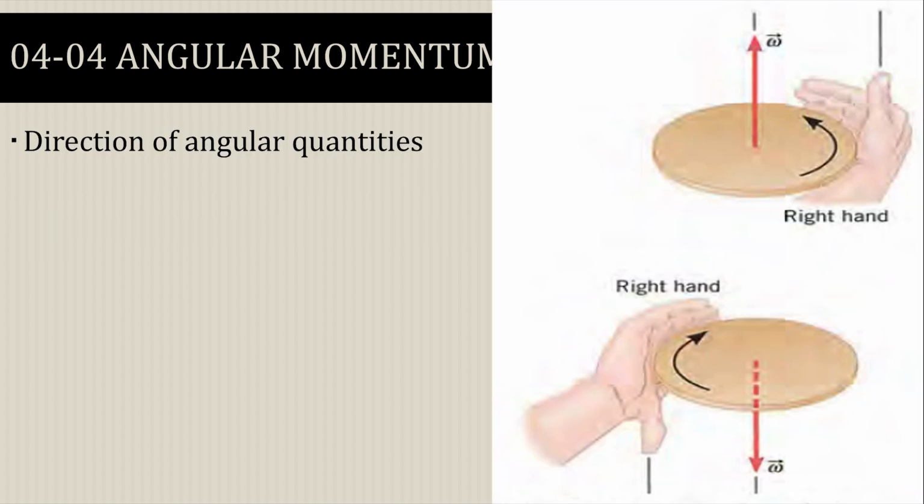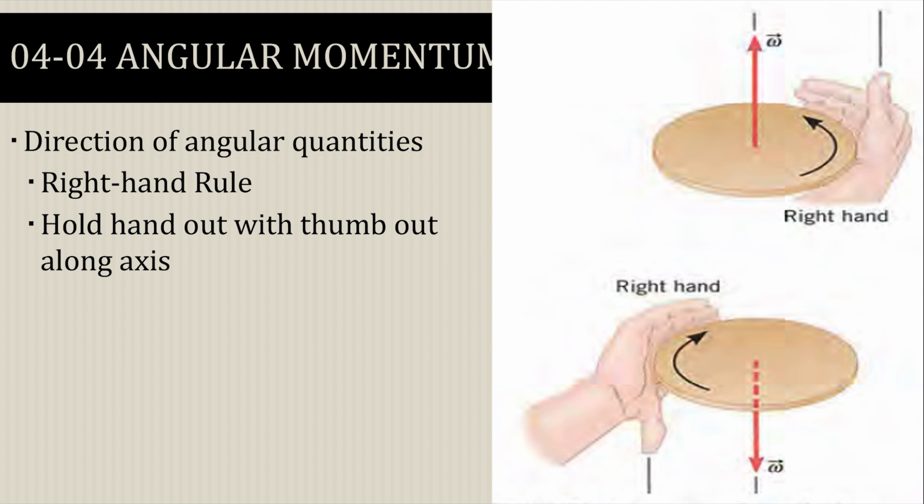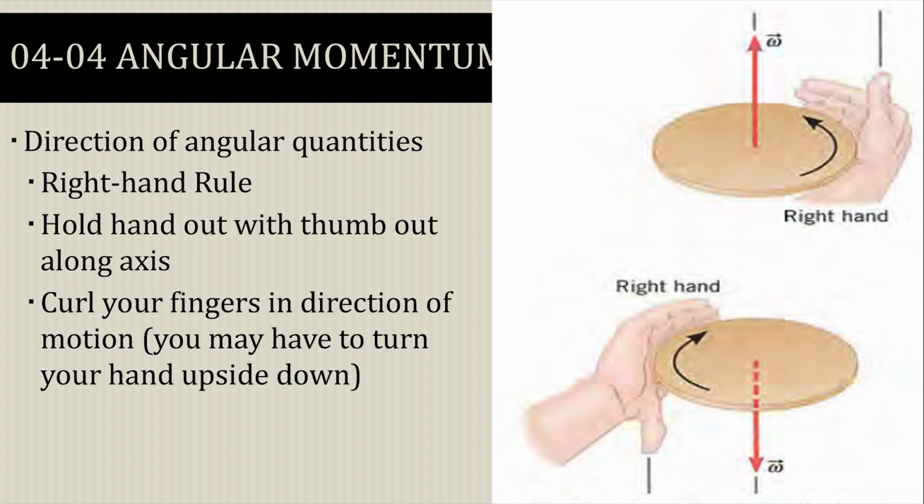All right, let's talk about the direction of the angular quantities. We'll use the right-hand rule. So we're using our right hand. We hold our hand out with our thumb along the axis, and you curl your fingers in the direction of the motion. You may have to turn your hand upside down. So up here, it's rotating, so the fingers are there, your thumb's going up. Therefore, that angular velocity is pointing up. Whereas on the second one, in order to get your fingers to curl that way around, your thumb has to go down, and so that angular velocity is down. The vector is in the direction of the thumb.